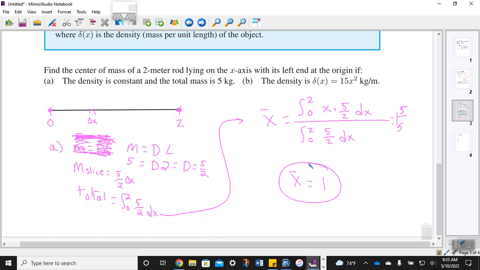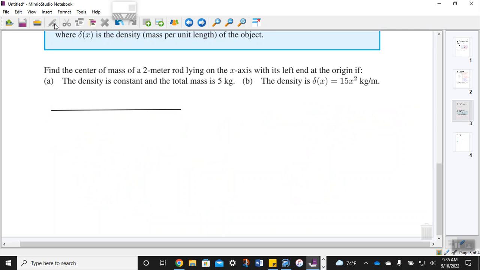Okay, let's talk about this. I'm going to make some room up here. Okay, I'm going to do part B now. Over here we have 0. Over here we have 2.